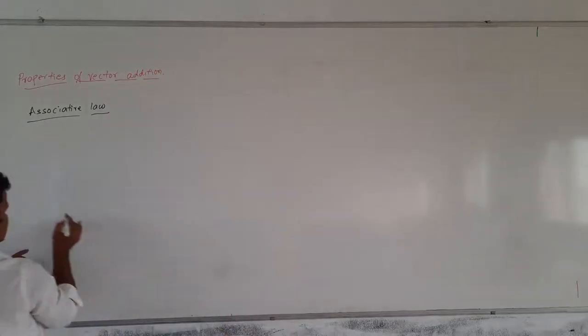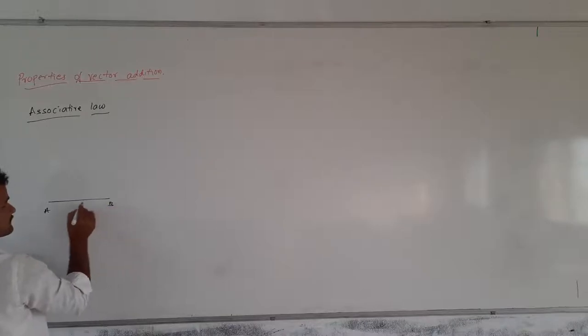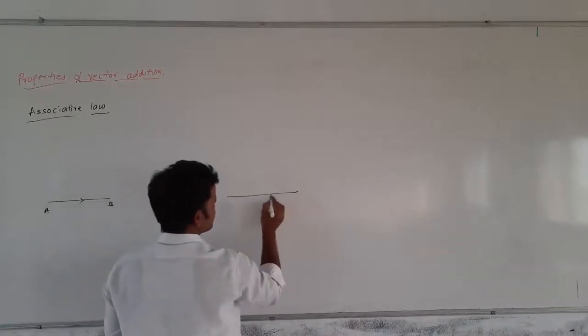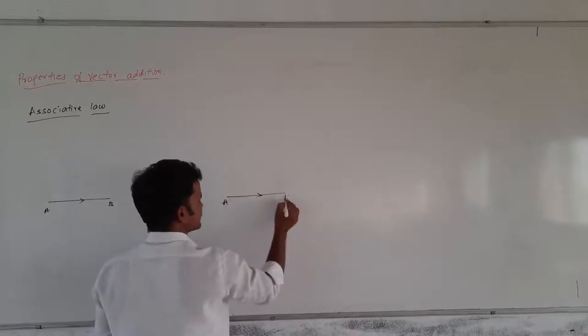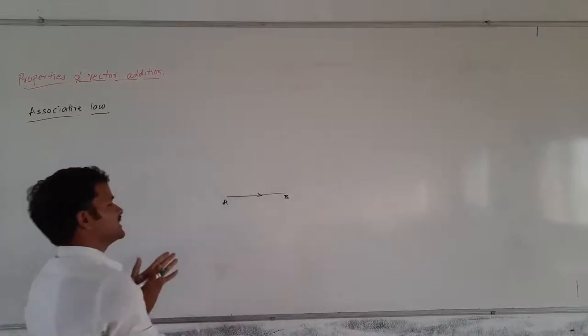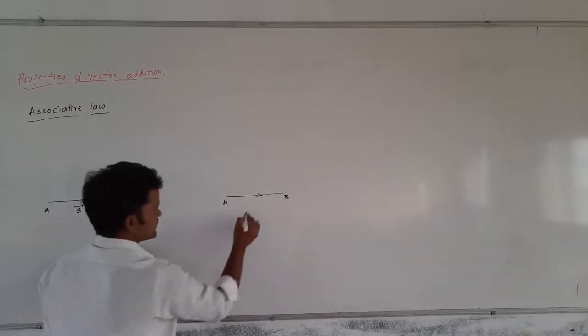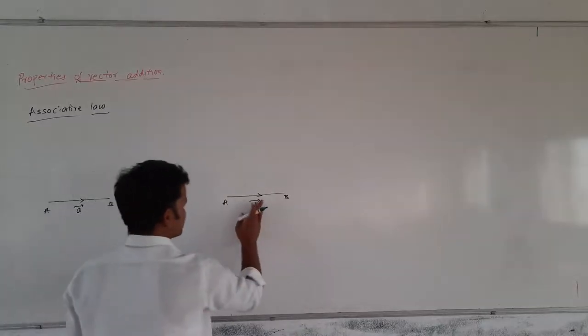Let us take vector AB. In the same way I will write here also, this is also vector AB only, same magnitude, same length. This is vector A and this is vector B, this is also vector A only.